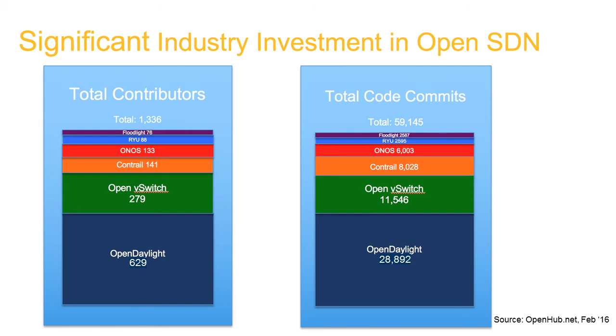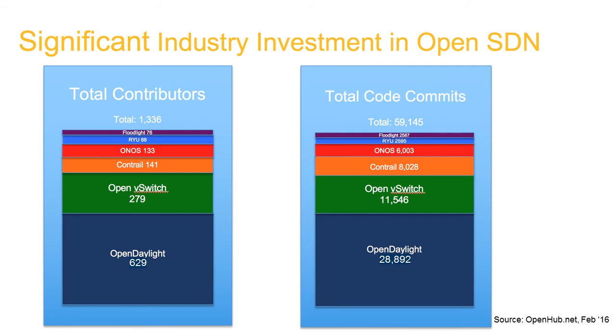You can see that if you look at the number of people working on open source SDN and the amount of code in terms of commits being pushed, OpenDaylight amounts to something like half of the whole open source SDN ecosystem, and this has been pretty consistent over time for the last while.